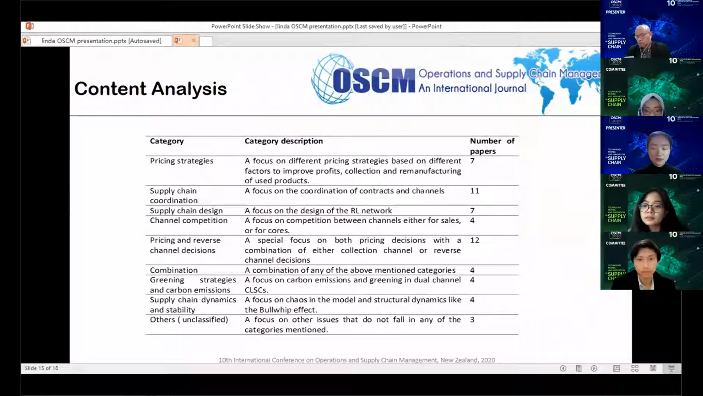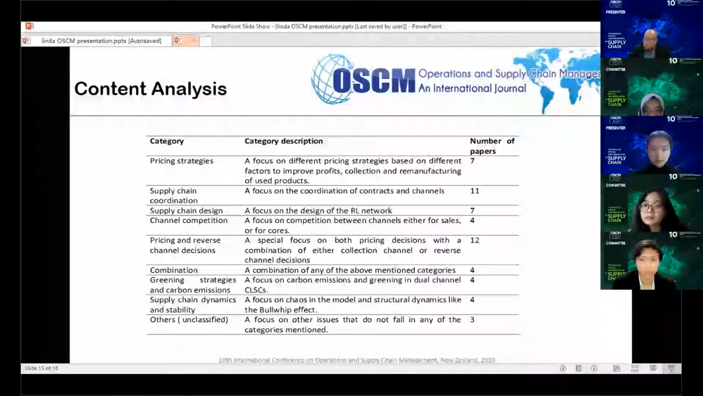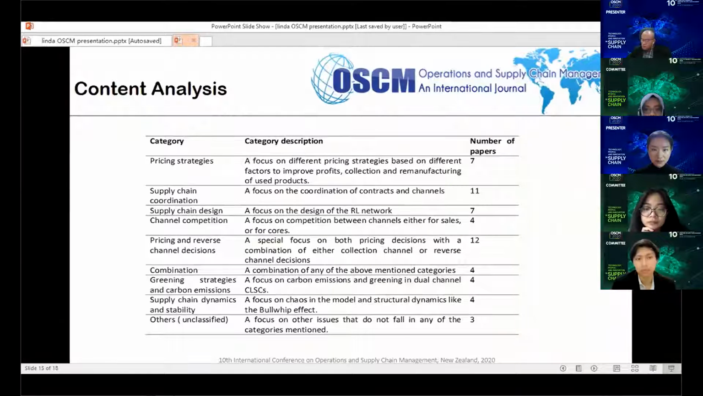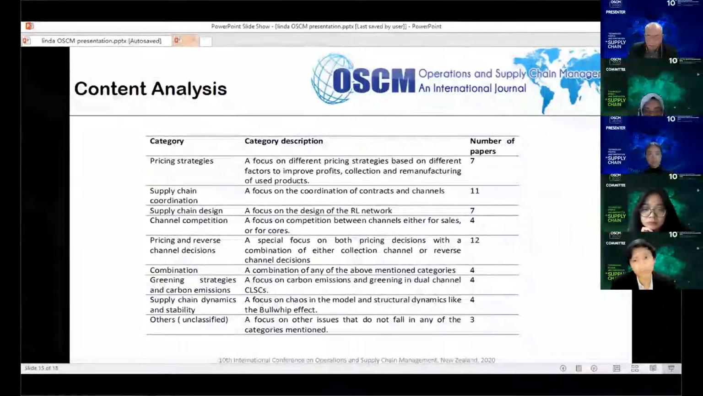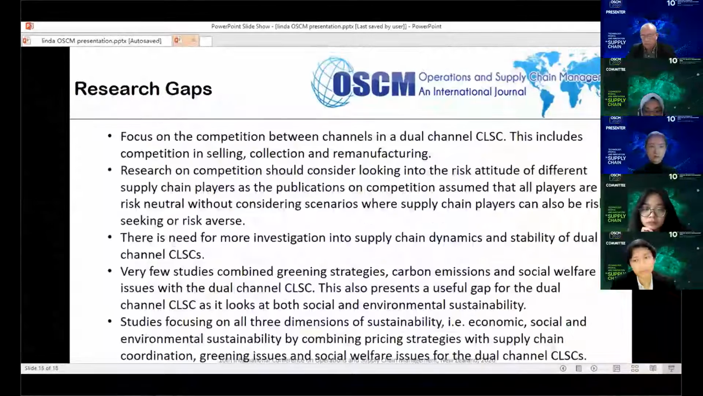In the content analysis, I managed to have 9 categories based on what the papers contained, and the majority of the papers focused on pricing and reverse channel decisions. And the least looked into areas were greening strategies and carbon emissions, as well as supply chain dynamics and stability.